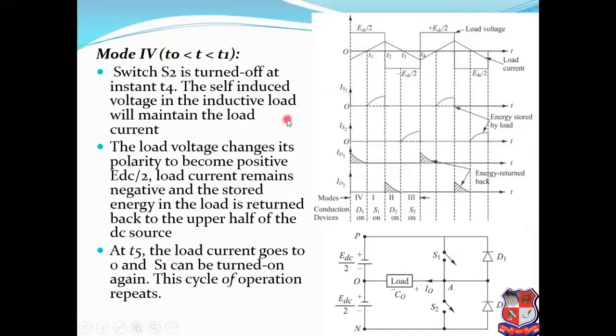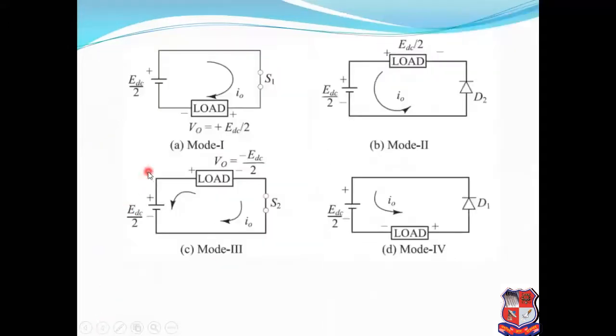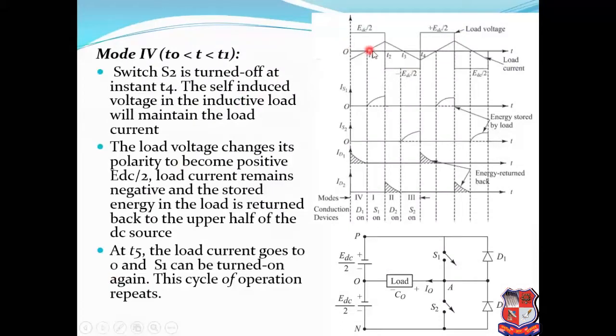So this is the operation of the half bridge inverter with the RL load. So here we can say that this is the equivalent circuit. From this waveform we can say that if voltage is positive and current is negative, then the current will flow through this diode D1. If voltage is positive and current is positive, the current will flow through this switch S1.